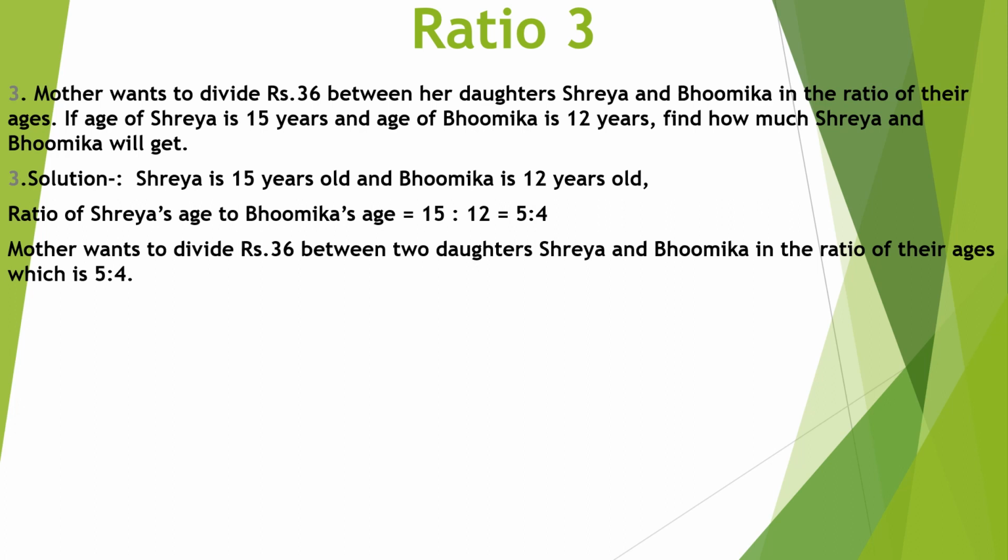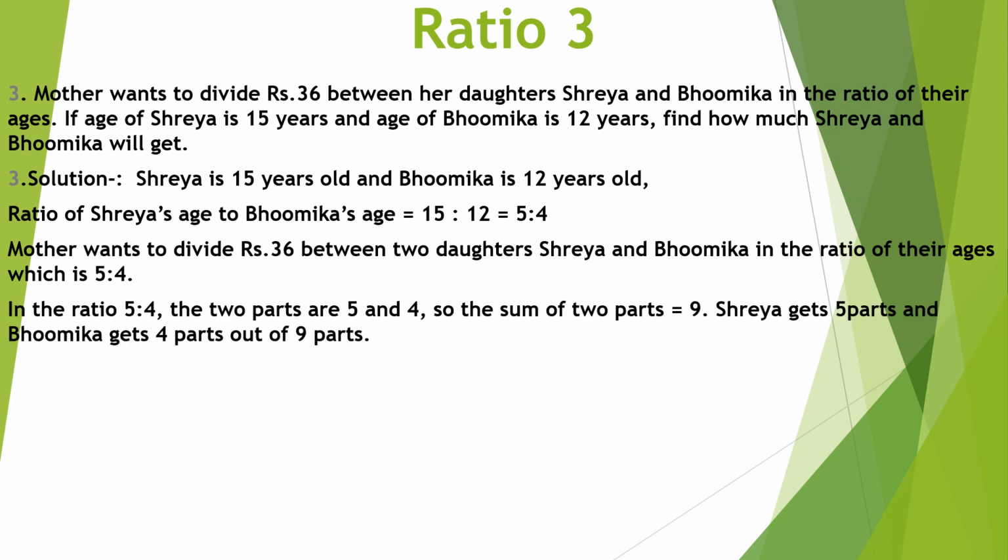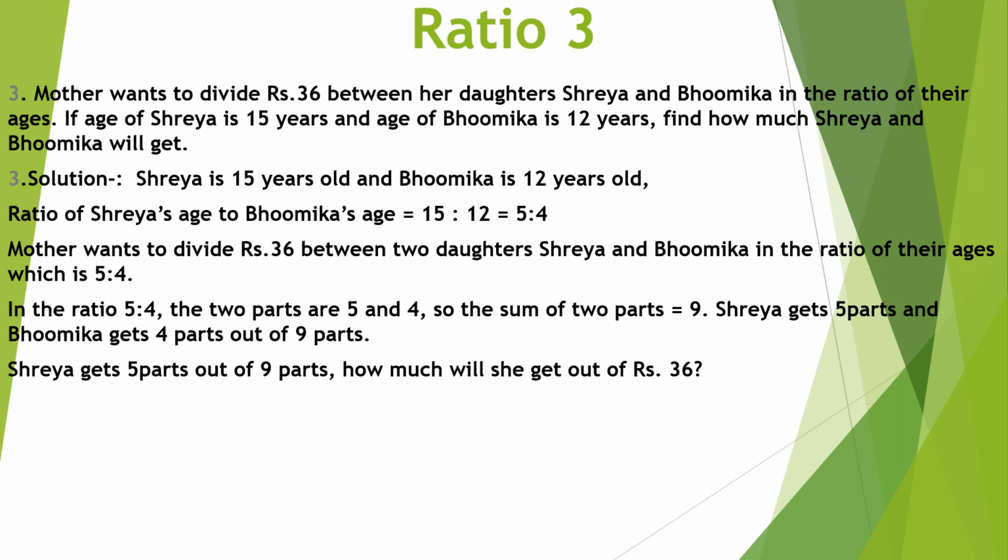36 rupees have to be divided between the two daughters in the ratio of their ages, which is 5 is to 4. Now in the ratio 5 is to 4, there are two parts. One is 5 and the other is 4. The sum of the two parts is 9. Shreya gets 5 parts out of 9 parts and Bhumika gets 4 parts out of 9 parts.